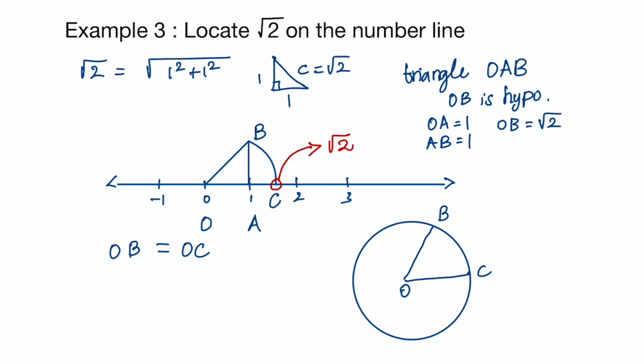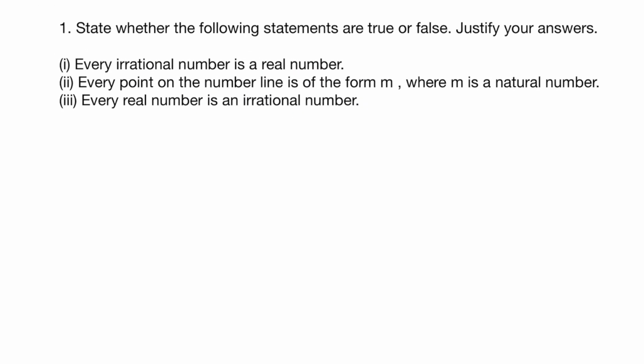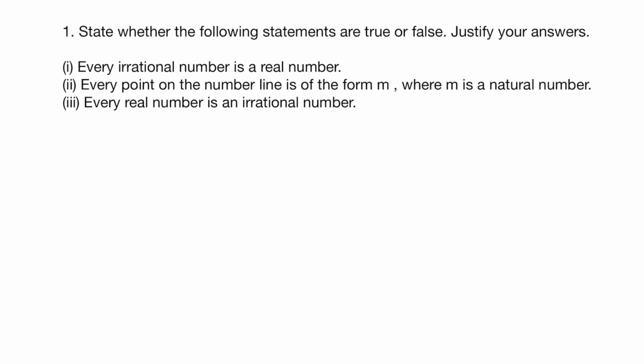Now in the previous video, we saw what irrational numbers are, and we saw how to plot root 2 and root 3 on a number line. We have seen both those things. With that, the example section of that portion is over. Now we are moving to the exercise questions of this portion. This is exercise 1.2 of chapter 1, Number Systems, and the first question is: state whether the following statements are true or false. Justify your answer. That is what we are going to do now.